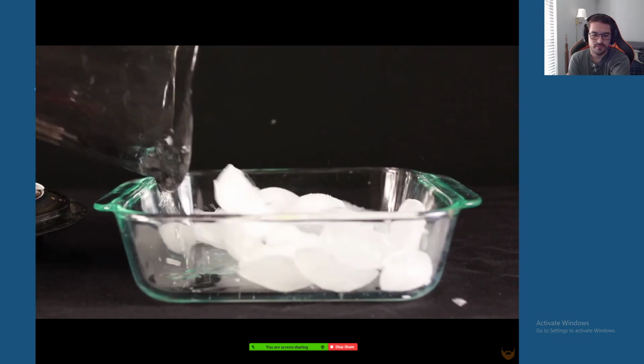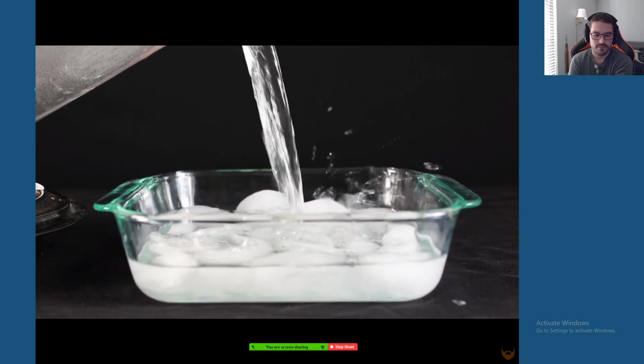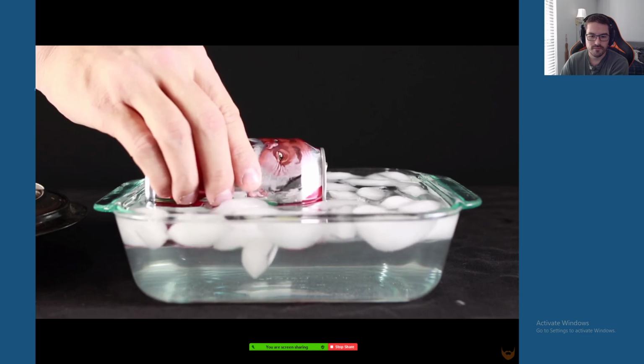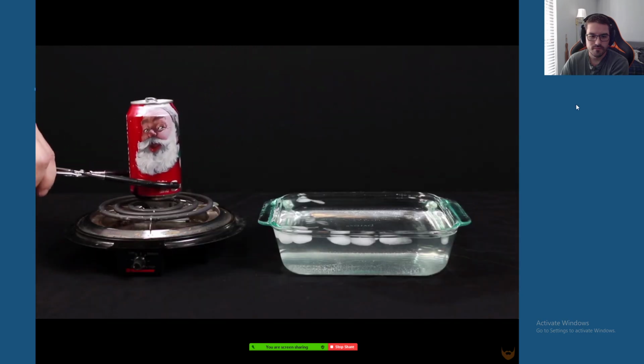Start by filling a container halfway full of ice, and then add water until it's all the way full. Add about a tablespoon of the water to an aluminum can, and then place this can on a hot plate.